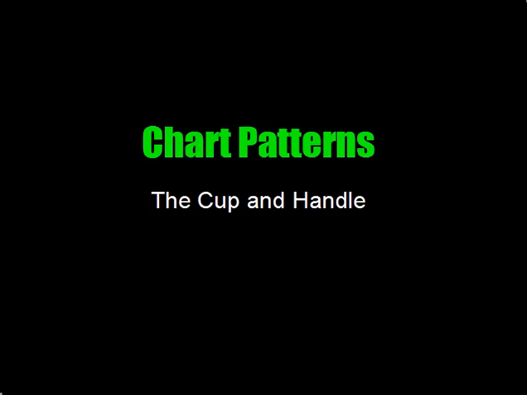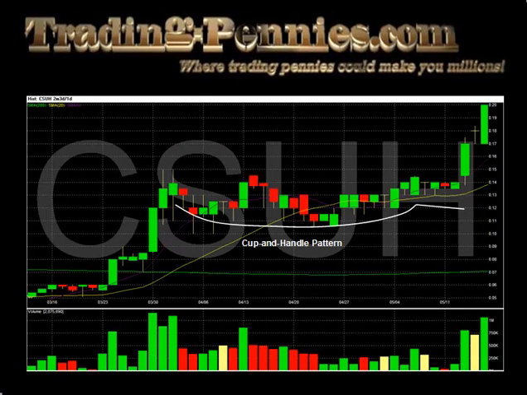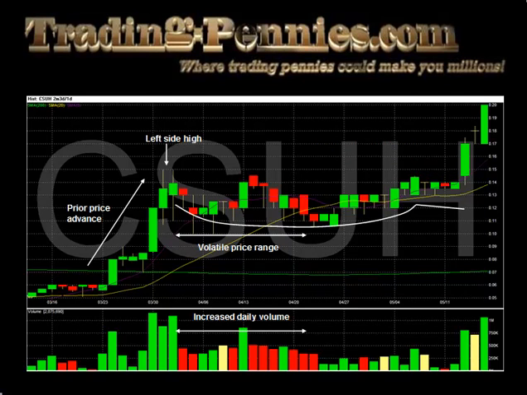Today, we're going to look at one of the most consistently profitable of patterns, the cup and handle. The cup and handle pattern is named because the shape resembles the outline of a coffee cup. There are 5 aspects of the cup and handle pattern: the left side of the cup, the base of the cup, the right side of the cup, the handle of the cup, and the breakout of the handle high. Let's look at this in a little bit more detail.